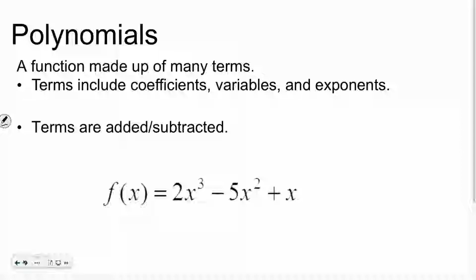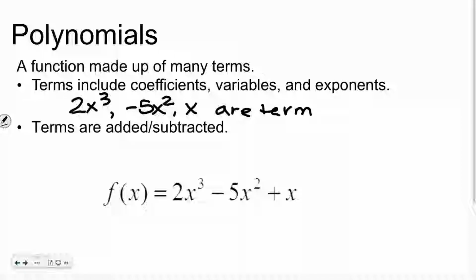So in this function that I have at the bottom of the screen, f of x equals 2x cubed minus 5x squared plus x. 2x cubed is a term. Negative 5x squared is a term, and x is a term. Each term has a coefficient, so the x cubed term's coefficient is 2, the x squared term's coefficient is negative 5, and what's the coefficient to x? 1, okay, so there must be a plus 1 there.